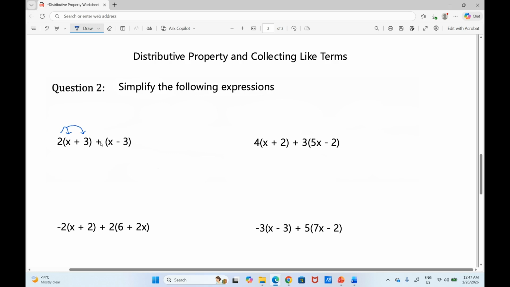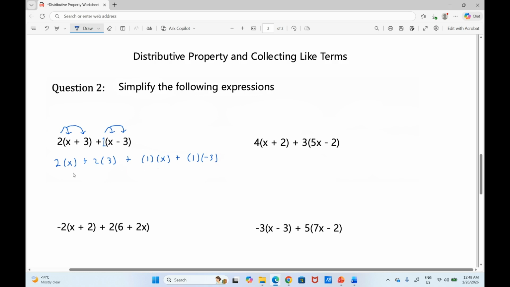Here, there is technically an invisible 1 outside of this bracket. So I can technically take 1 and multiply by x and multiply by negative 3. But I can also not do anything and just keep it as x minus 3 because 1 times any number is still that number. So let's move on. Let's compute this. 2 times x plus 2 times 3 plus 1 times x plus 1 times negative 3.